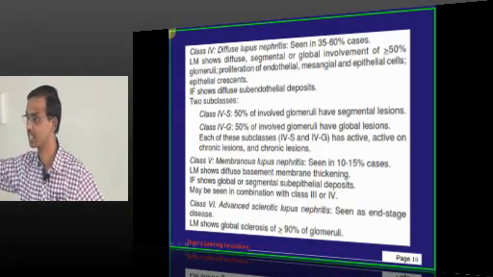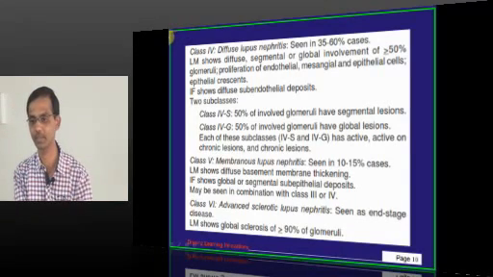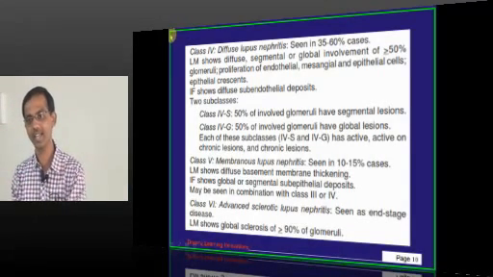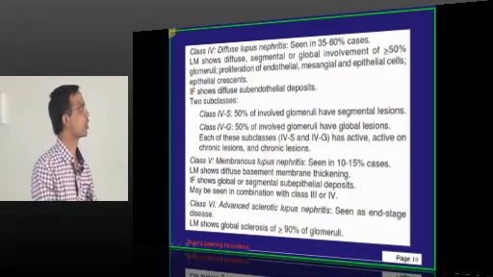Some areas class 6, advanced stages. So, whichever is the advanced, we mention that. So, class 6 can have background 3 and 4 changes also. Right. So, class 4 changes.